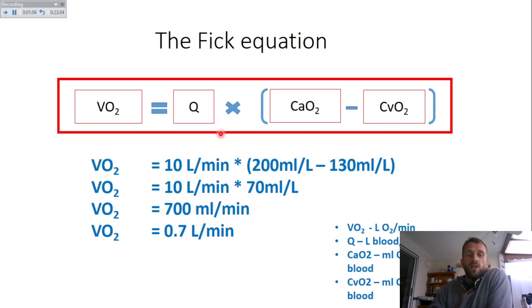As I say, you can start to play about with this if you wanted to consider how altering certain parts of it might impact your VO2. So, the example I gave before, increased cardiac output. Let's say we increase the cardiac output to 15 litres per minute, and everything else remains the same. Well, we can add 50% onto this number, so it would end up being 1.05 litres per minute just by an increase of cardiac output to 15 litres per minute.